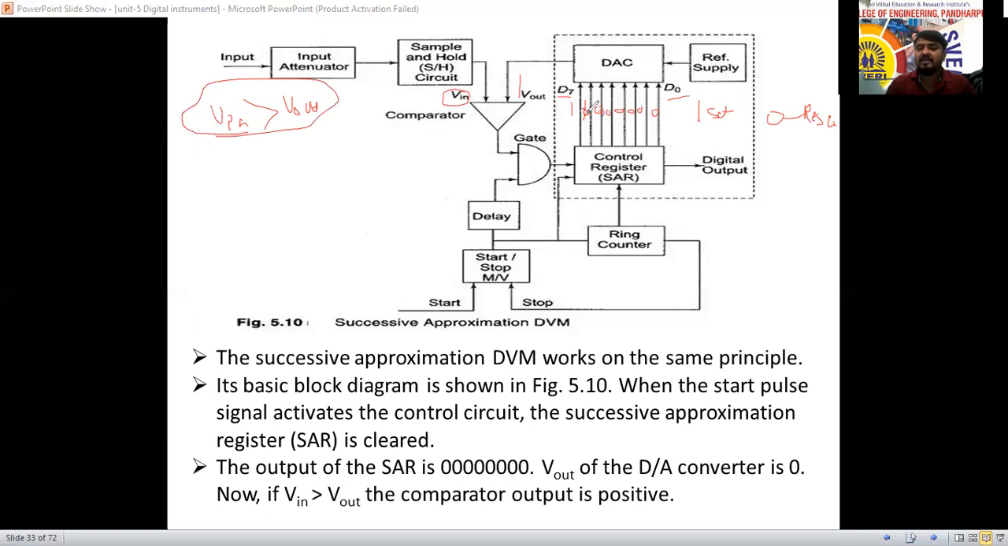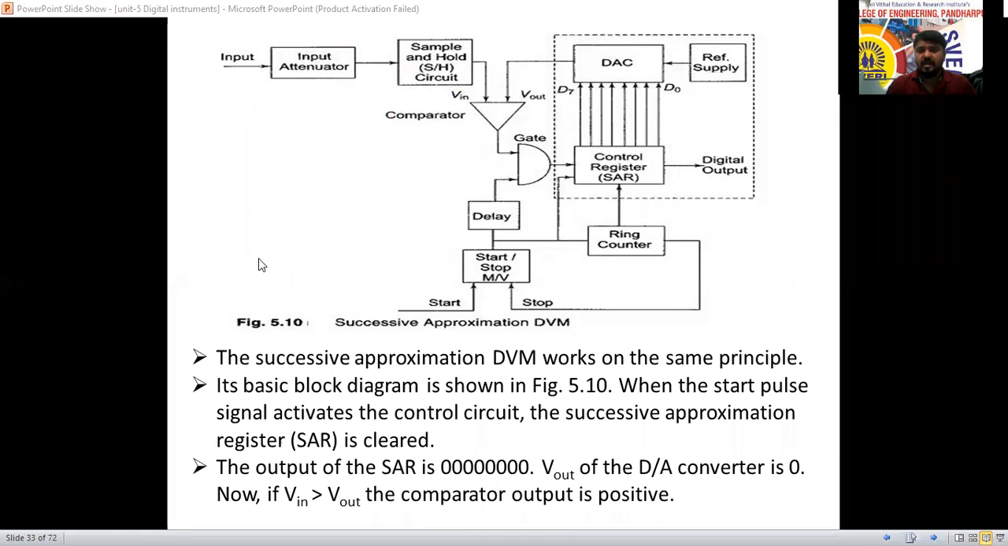Suppose after setting this bit, V input is less than V output. On that condition we have to reset this bit again and set the next one. Then we check again. Like that, by setting and resetting all the bits, we check the approximation using the comparator output. For that reason we call it successive approximation. No need for a detailed explanation here, so I will go for the table directly.